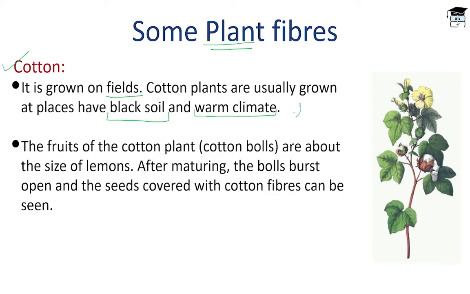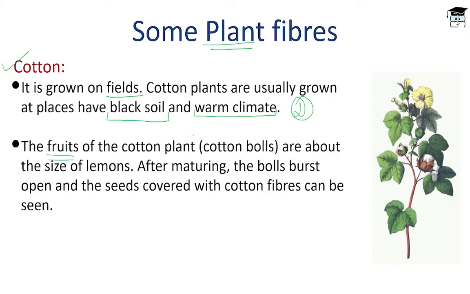Now, there are two major questions that can come from this. For a 1 mark question, it can be followed up by two sub questions: what is the type of soil in which cotton is grown, and what is the type of climate in which cotton is grown. So we know the type of soil in which cotton is grown is black soil, and the type of climate is known as warm climate.